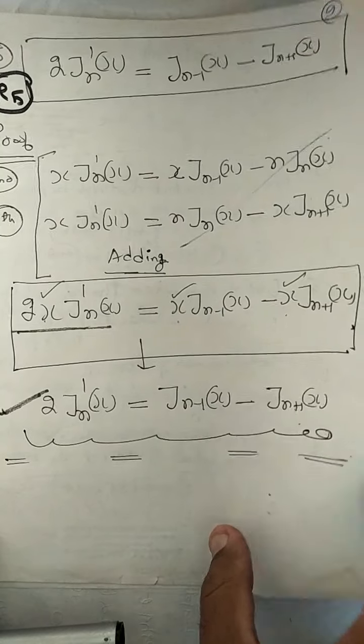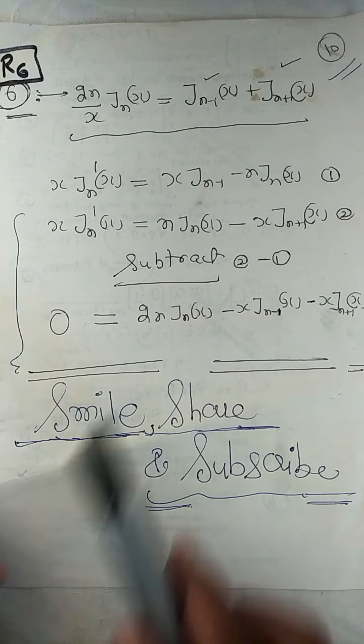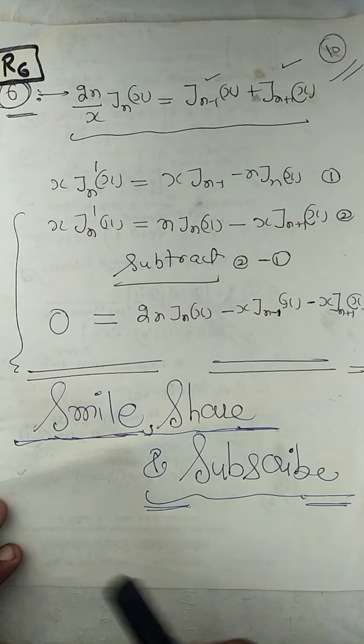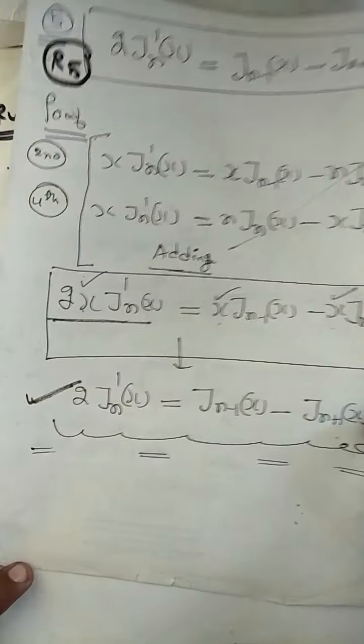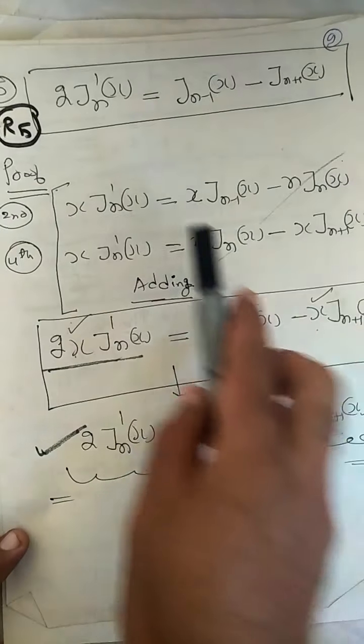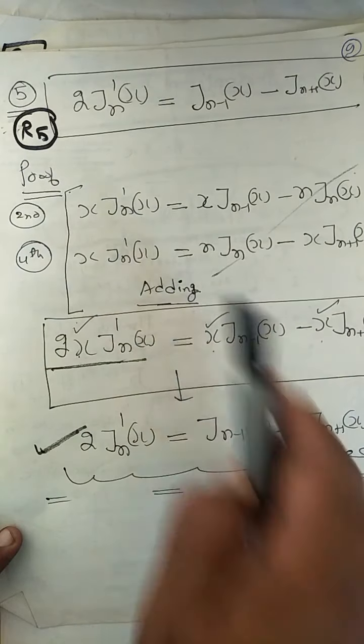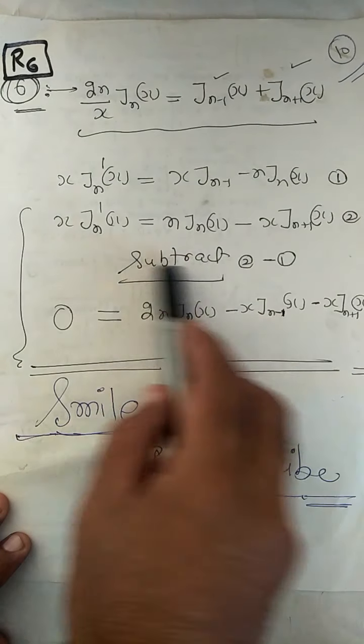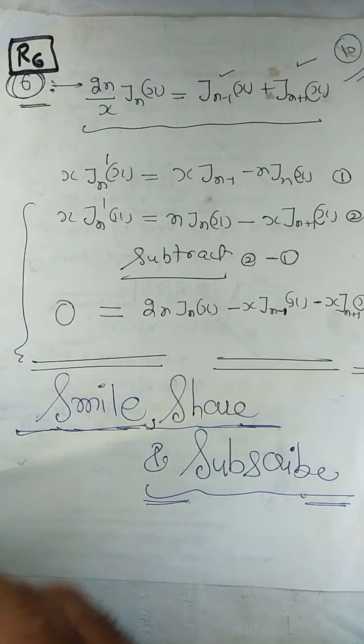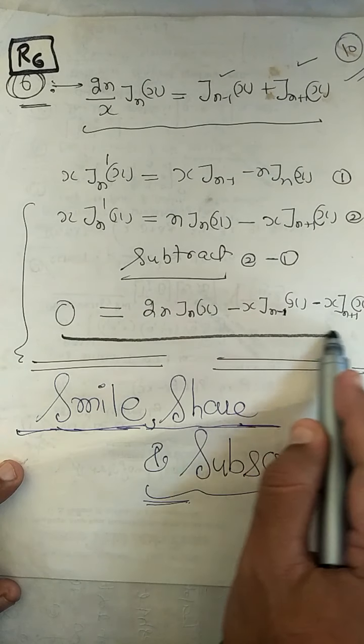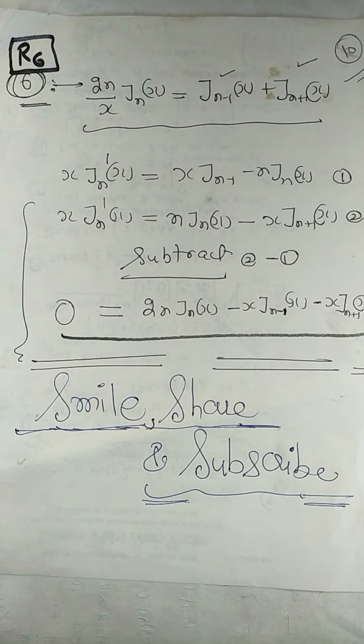So now the sixth recurrence formula. This is your sixth recurrence formula. Again write the second and fourth formulas. Here we add, here we subtract the fourth from the second, and we will get the sixth recurrence formula. I hope I have made everything clear. The rest you can revise and get through it. So thank you.